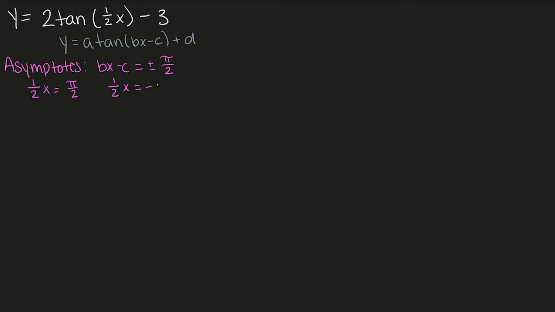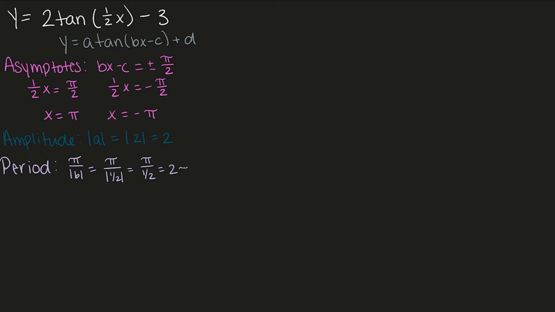So 1/2 x equals pi over 2, and 1/2 x equals negative pi over 2. Solving for x gives us pi and negative pi, and these are our asymptotes. Our amplitude is the absolute value of a, which is the absolute value of 2, and that's equal to 2. Our period is pi over the absolute value of b, which is pi over the absolute value of 1/2. Pi over 1/2 is equal to 2 pi. So our period for this tangent function is 2 pi.